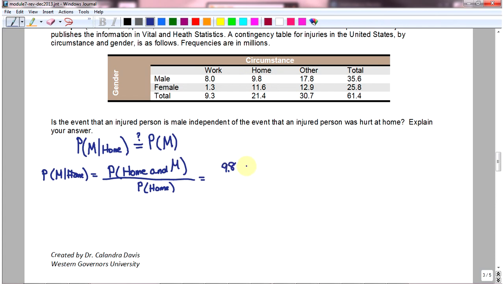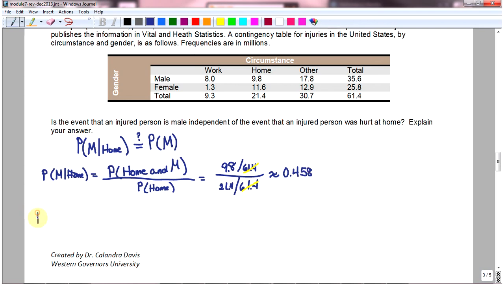It's in millions, but that won't matter when we do our computation. Out of a total of 61.4 million, divided by the probability that someone was injured at home, 21.4 out of 61.4. Again, all these are in millions. So the 61.4 will cancel, and then use your calculator to get this to, let's do 3 decimal places, and that should give you approximately 0.458.